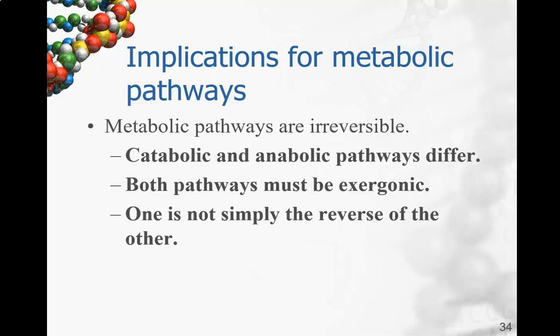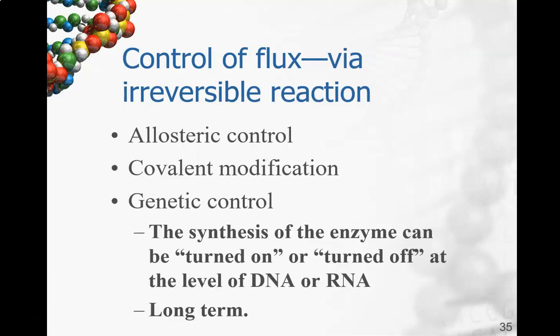So what that means is that these catabolic and anabolic pathways I was telling you about at the beginning are not the same, because both pathways have to be exergonic. So if you have a catabolic pathway that's exergonic, you can't just reverse it and have an anabolic pathway, because if you reversed it, then it would be endergonic and then it wouldn't happen. So the anabolic pathways have to be different because they have to be exergonic too.